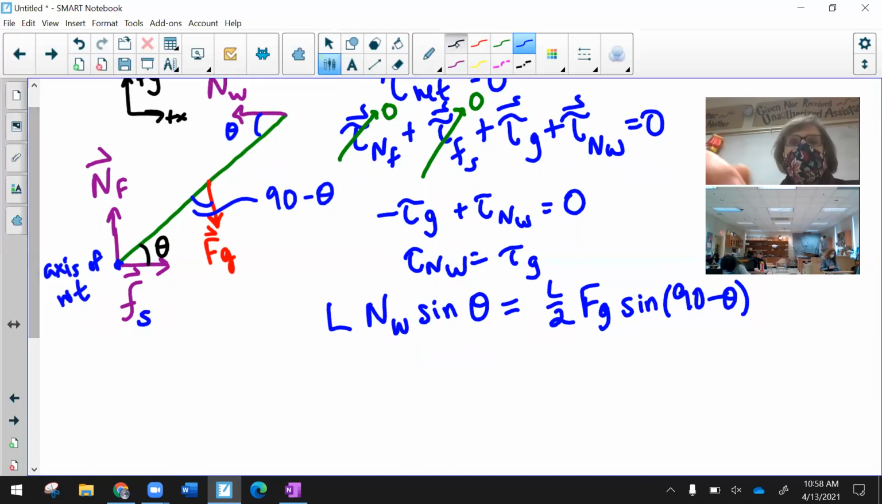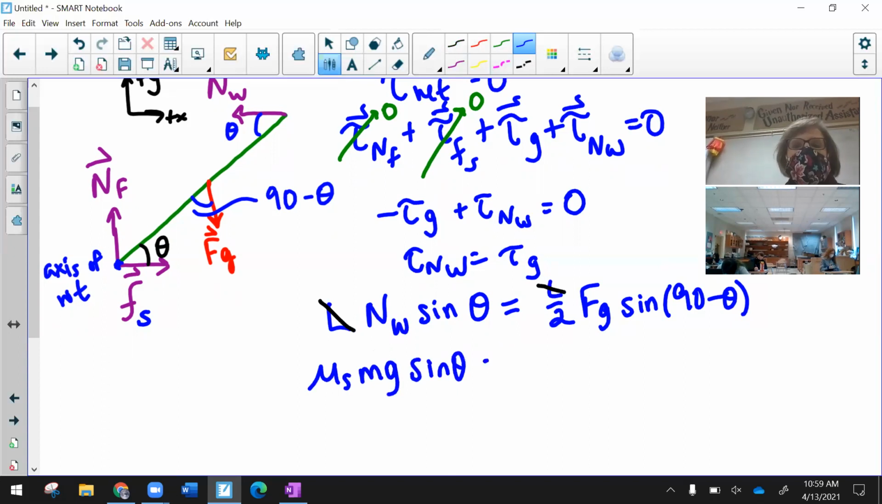So I could start just by getting rid of those L's. I know what N wall is, right? What is it? Mu S times the N F. Which is what? N G. Yeah. Okay, so we've got mu S m g is sine theta times sine theta. It's going to be 1/2. F G is obviously m g. And then what's the sine of 90 minus theta? It's the cosine of theta.